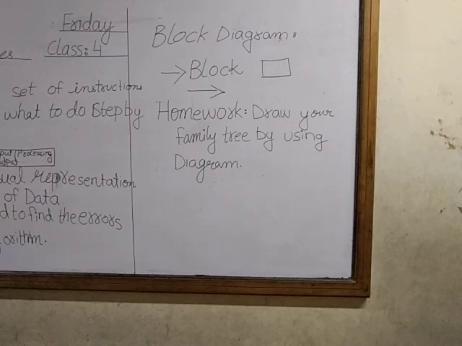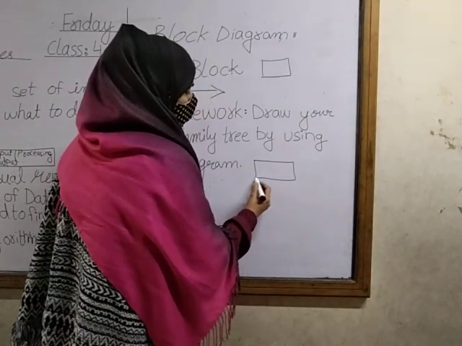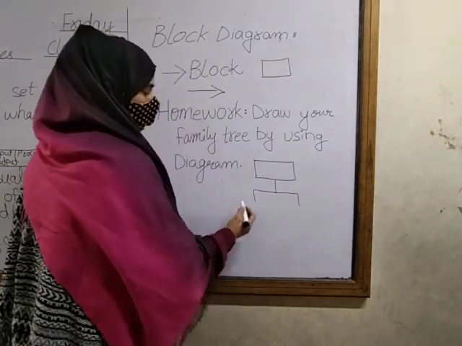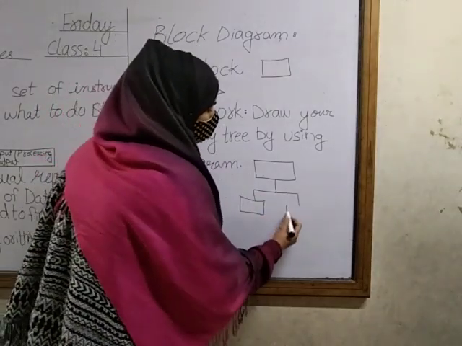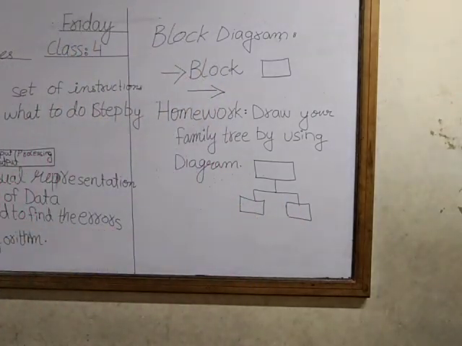Who is the biggest or elder member of your family? Maybe your mother, maybe your father, or maybe your grandfather. First we draw a block, then start connecting it with your father and your mother. Then connect it with your brothers and sisters. Maybe your aunts and uncles also. So please draw the blocks of these members.